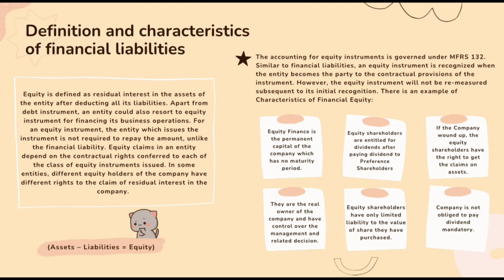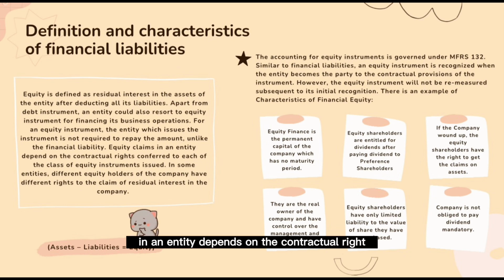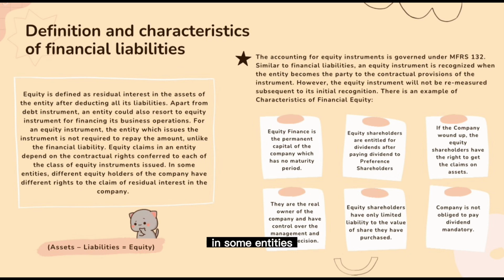liability. Equity claims in an entity depend on the contractual rights conferred to each class of equity instrument issued. In some entities, different equity holders of the company have different rights to the claim of residual interest in the company. For example, different classes of shares, such as common shares and preference shares, give their holders different rights to the dividends or claims on the residual interest of the company on liquidation.